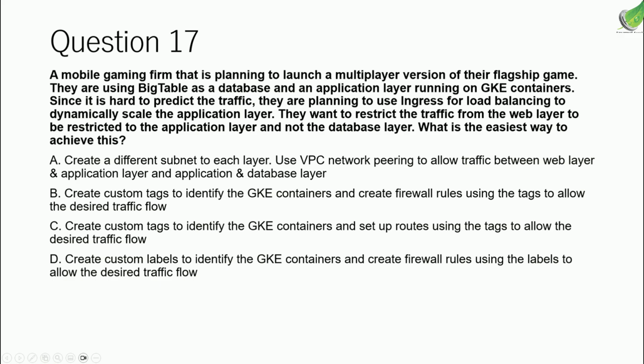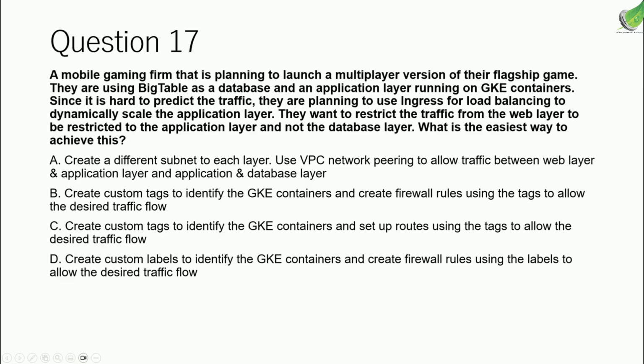A. Create a different subnet for each layer. Use VPC network peering to allow traffic between the web layer and application layer and the application and database layer. B. Create custom tags to identify the GKE containers and create firewall rules using the tags to allow the desired traffic flow. C. Create custom tags to identify the GKE containers and set up routes using the tags to allow the desired traffic flow. D. Create custom labels to identify the GKE containers and create firewall rules using the labels to allow the desired traffic flow.